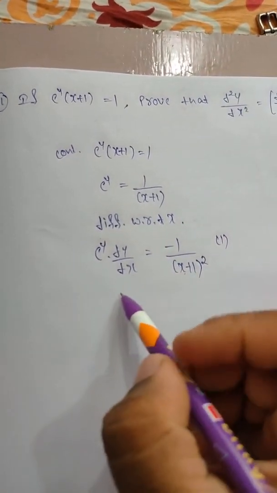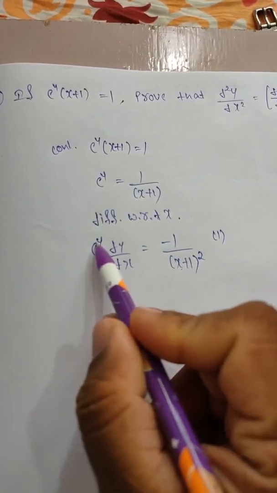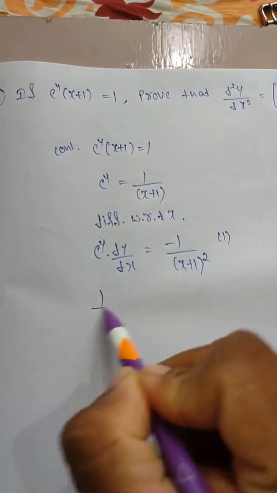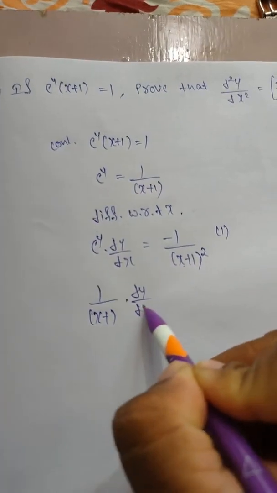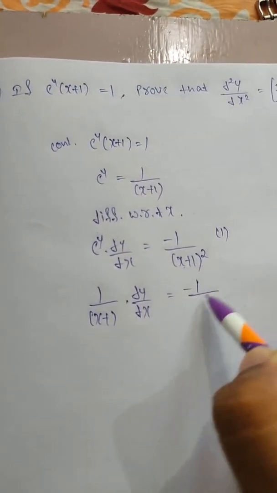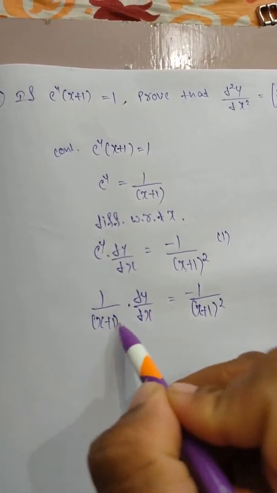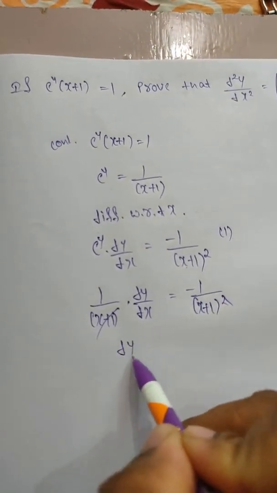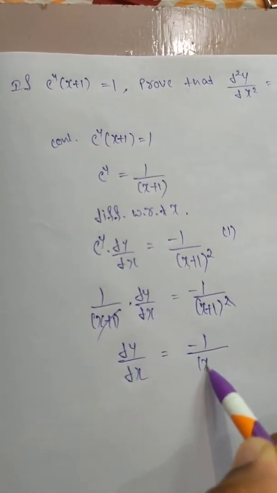Now, what is e to the power of y? e to the power of y is 1 by x plus 1. I am substituting e to the power of y as 1 by x plus 1 here. So 1 by x plus 1 into dy by dx is equal to minus 1 by x plus 1 whole square. Here x plus 1 and x plus 1 cancel. We are left with dy by dx is equal to minus 1 by x plus 1.